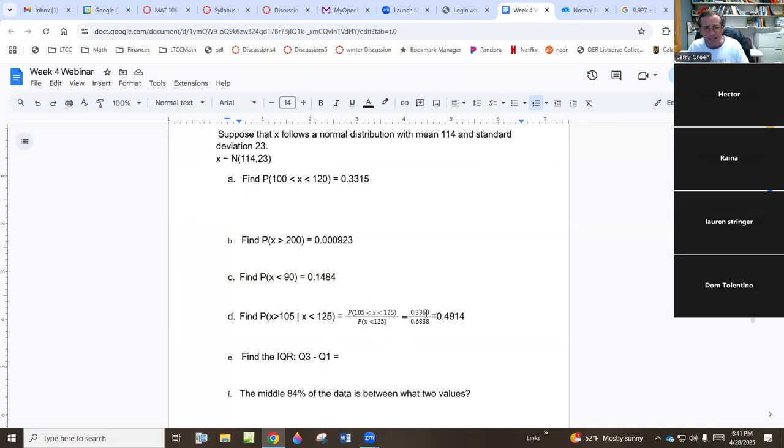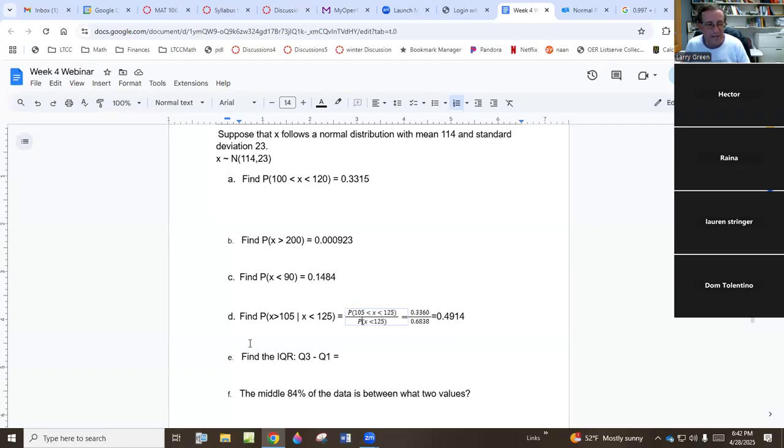And I'm not going to waste your time by showing you the calculator work of each of these, but this would be a between with a 105 and a 125, and you get 0.3360. This would be a less than with a 125, and that is a 0.6838. And I divided, I got 0.4914. Any questions at all on that calculation?